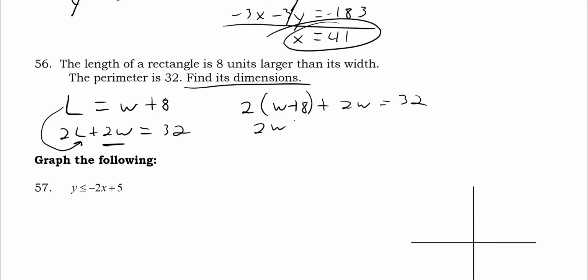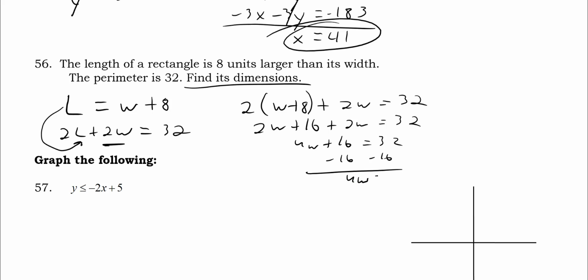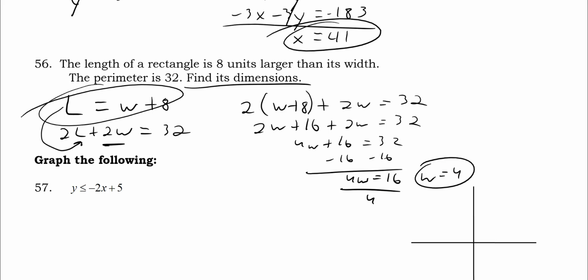So I got 2w plus 16 plus 2w equals 32. So 4w plus 16 equals 32. Subtract 16 from both sides. So 4w is equal to 16, divided by 4. So w is 4. So the width is 4, and then you just plug it back into the equation. So L is 4 plus 8. So length is 12.